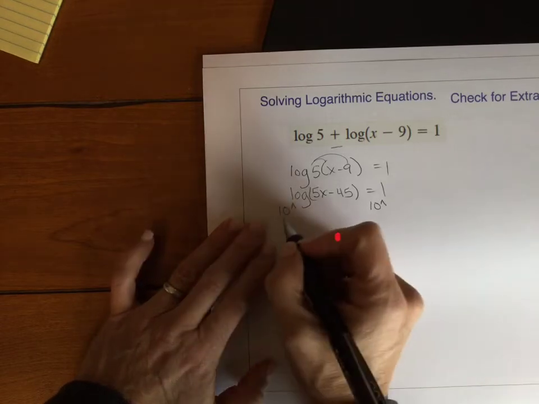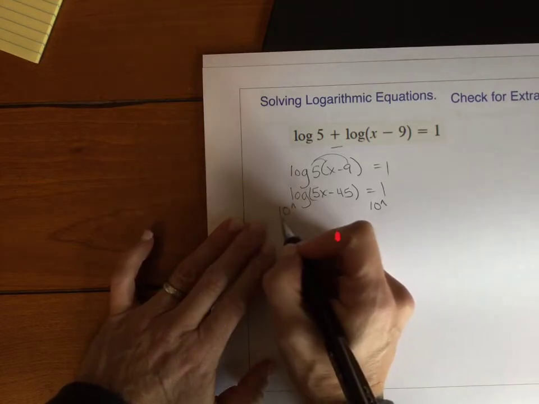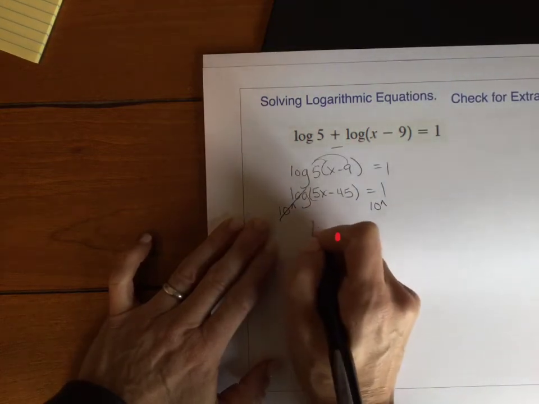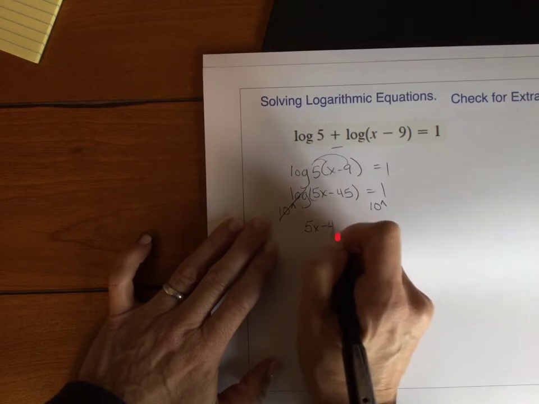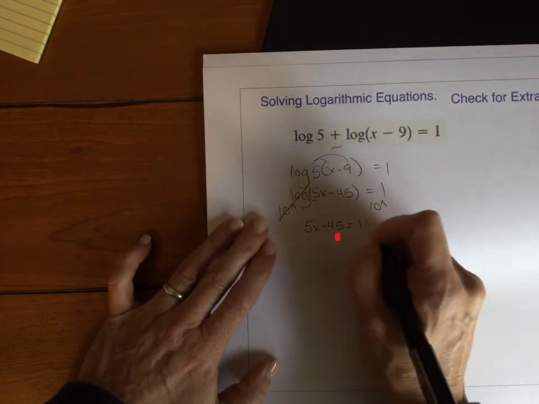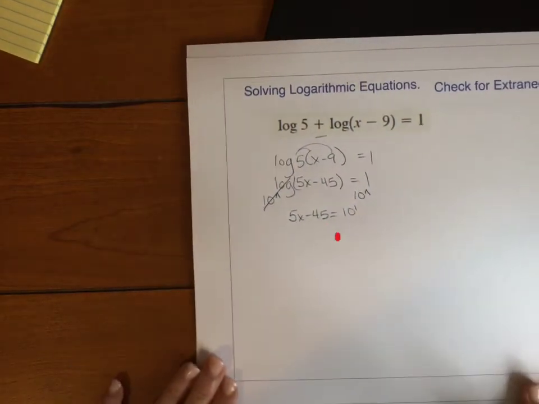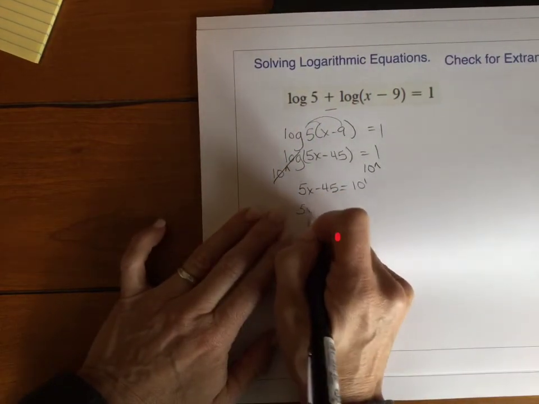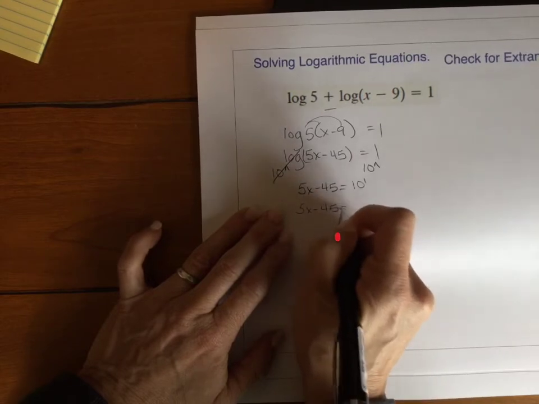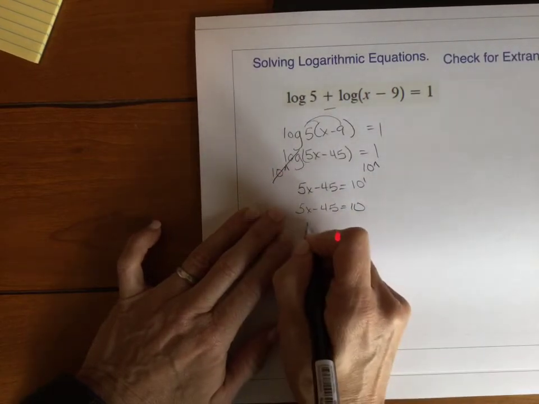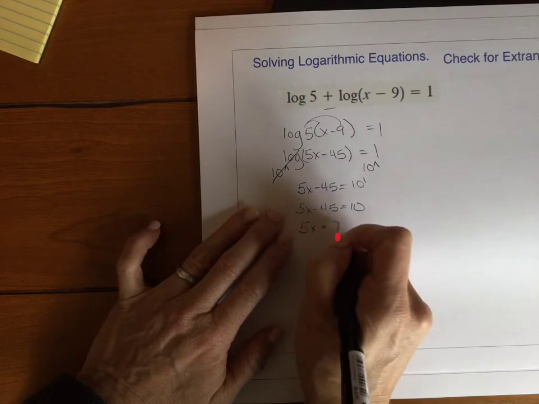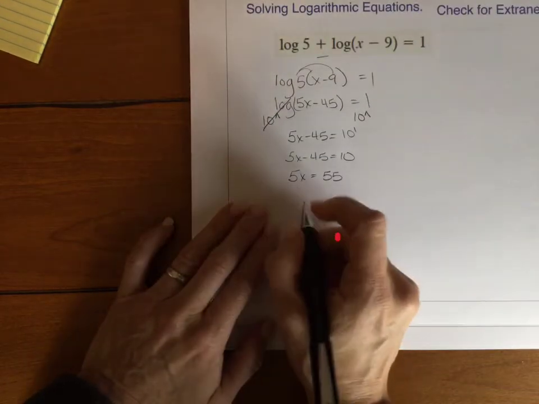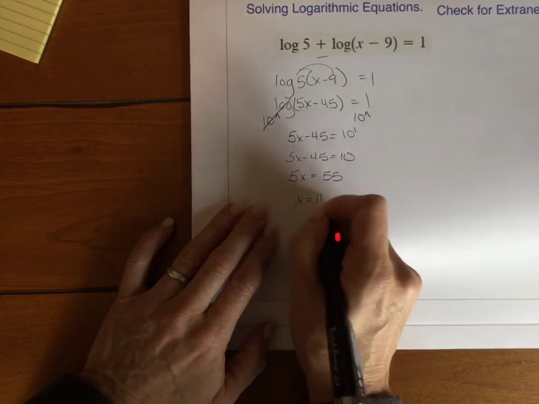All right, so remember, if I take 10 to the log, these undo each other. And so that just leaves me with 5x minus 45 equals 10 to the first power. Well, 10 to the first power is just 10. I'm going to add 45 to both sides. So I get 5x equals 55. And then if I divide both sides by 5, I get x equals 11.